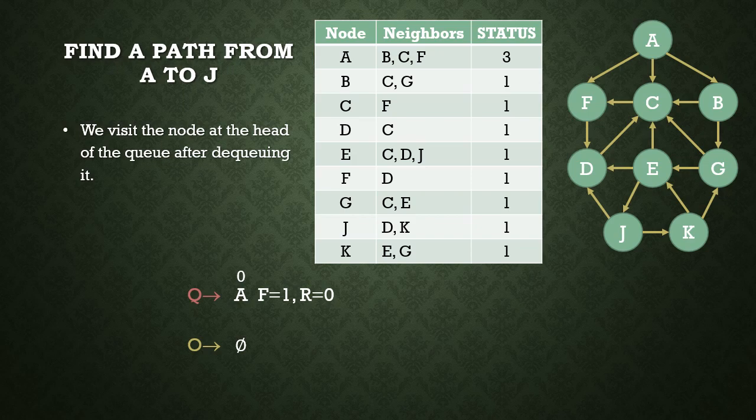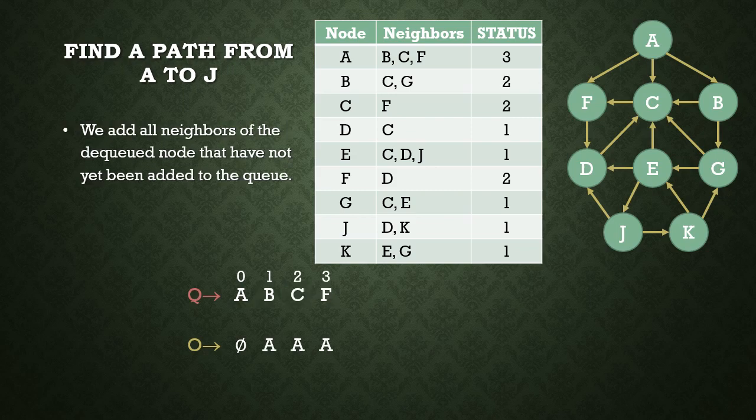And you can see that the status variable of A has become 3. We add all neighbors of the dequeued node, which is A, that have not yet been added to the queue. There are 3 neighbors of A: B, C and F. Since we are enqueuing, we are going to advance the rear variable, or the R variable. You can see that the status of B, C and F have been changed to 2.